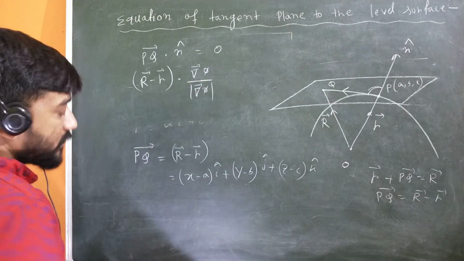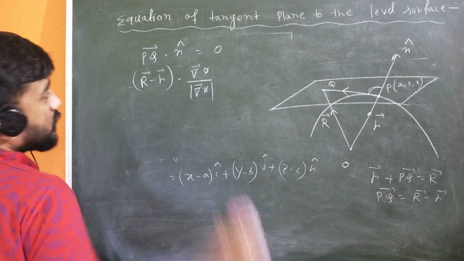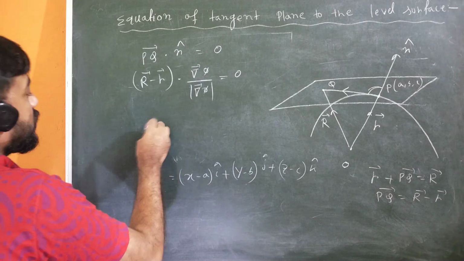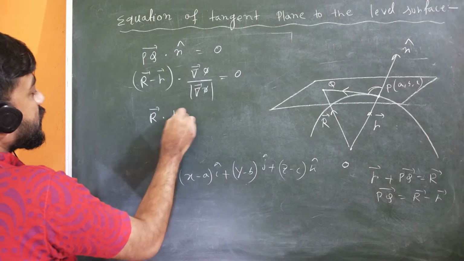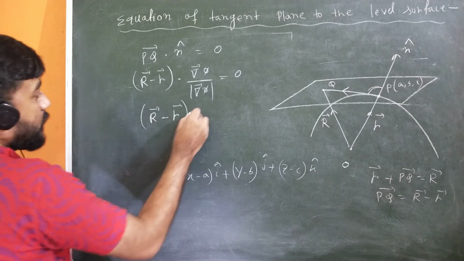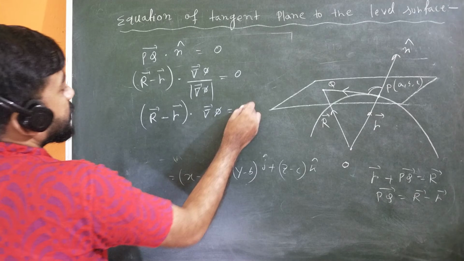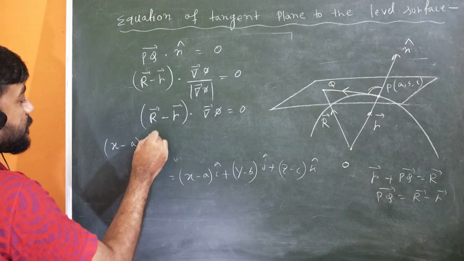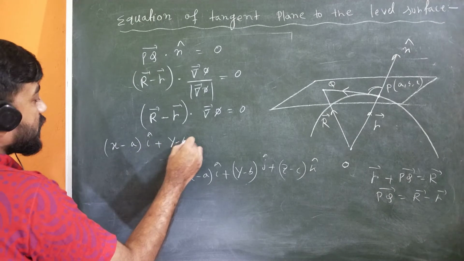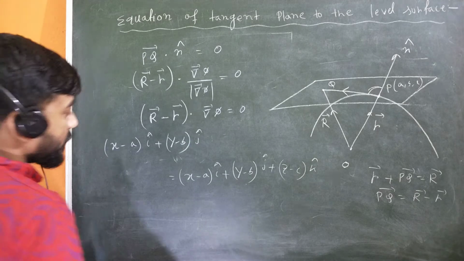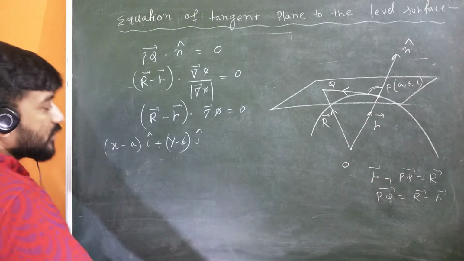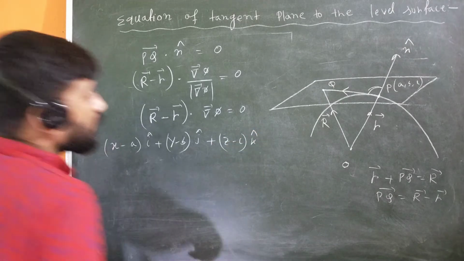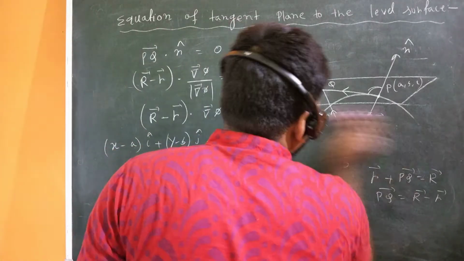Okay, but this mod grad phi will obviously be a number, so it will not be equal to 0. So obviously (r minus r₀) dot grad phi will be 0. You can write it like this: r minus r₀ is (x minus a) i cap plus (y minus b) j cap plus (z minus c) k cap, dot grad phi.